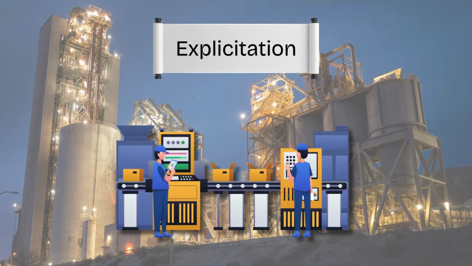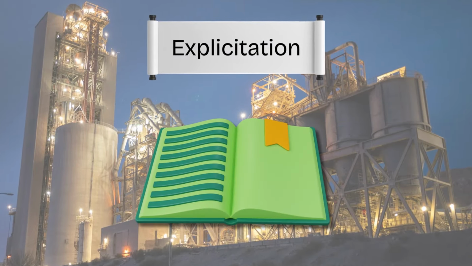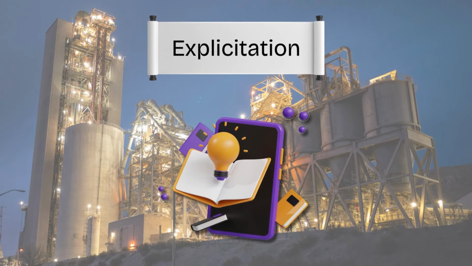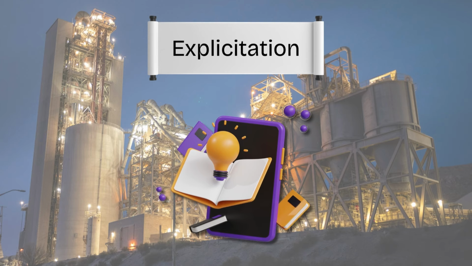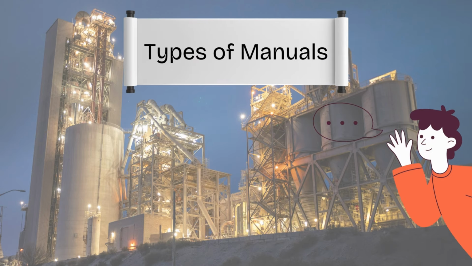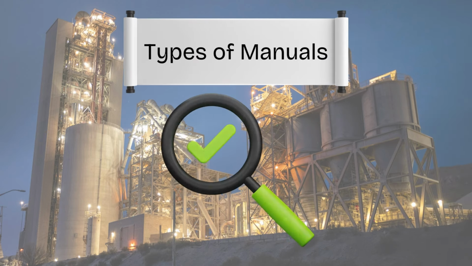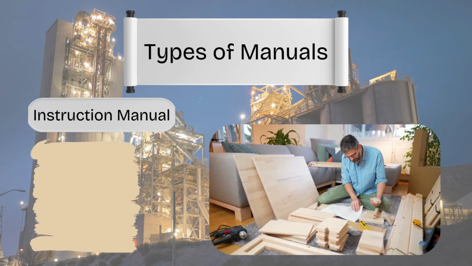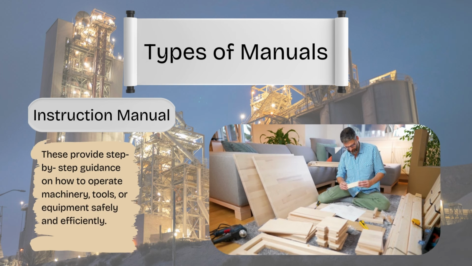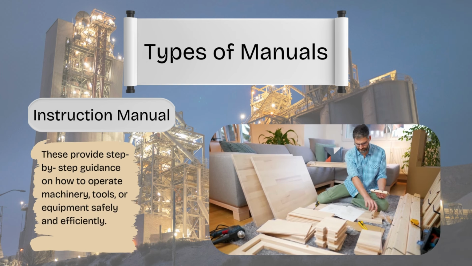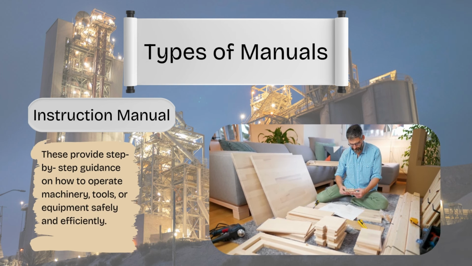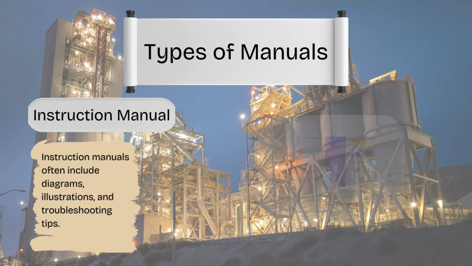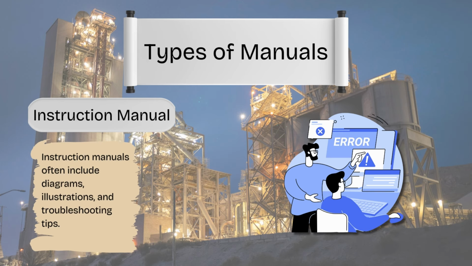In industrial arts services, various types of manuals are utilized to provide guidance, instruction, and information related to different aspects of the industrial arts field. Here are some common types of manuals found in industrial arts services. Number one, instruction manuals. These provide step-by-step guidance on how to operate machinery, tools, or equipment safely and efficiently. Instruction manuals often include diagrams, illustrations, and troubleshooting tips.